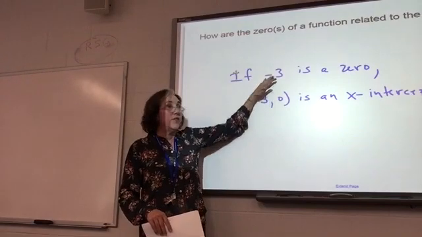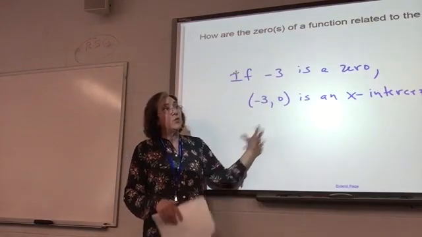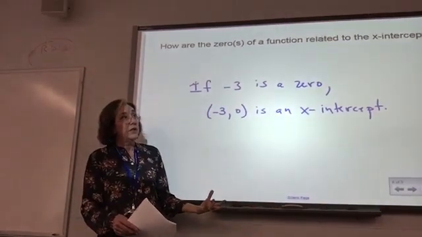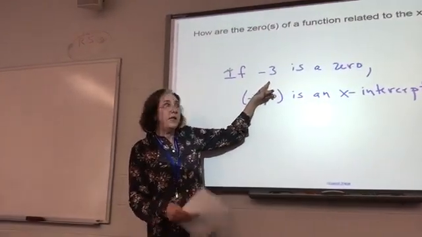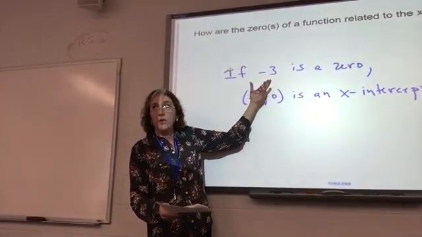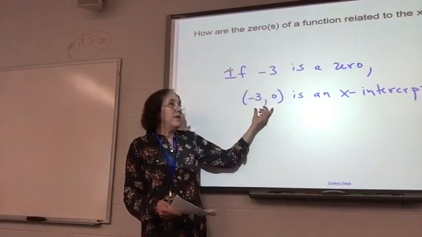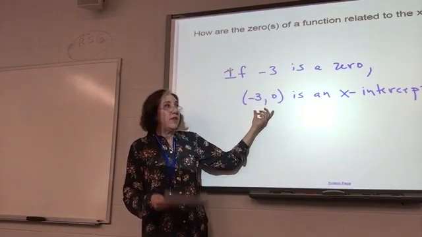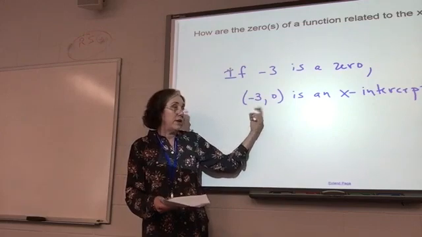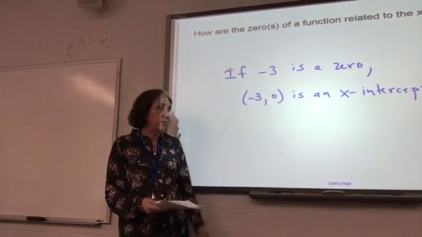They're the same, right? It's just the way you're answering is different. You're saying -3 is a 0 because it's an x value that makes y 0. But the x-intercept for that 0 would be -3, 0. It's a point. Okay?